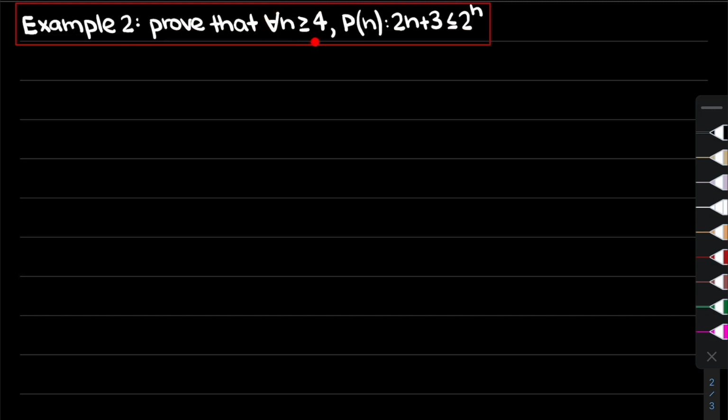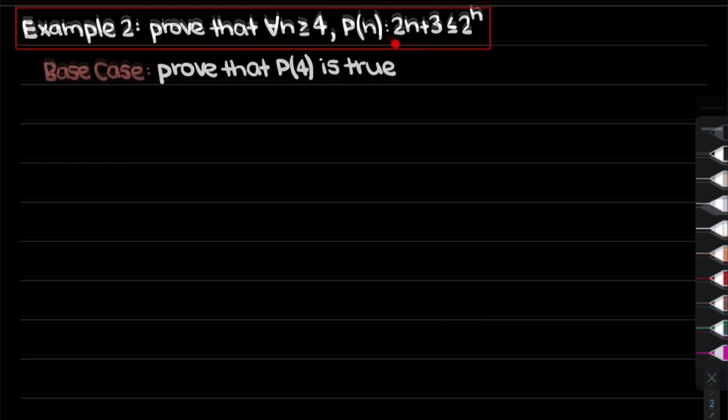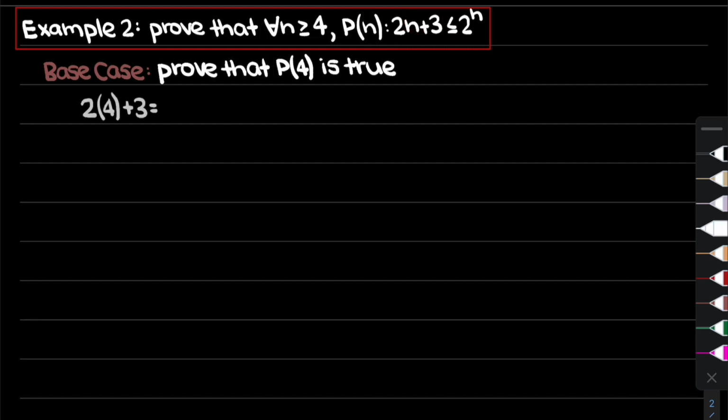In the second example, we are trying to prove that for all integers greater than or equal to 4, 2n plus 3 is less than or equal to 2 to the power n. Since we are trying to prove that P of n holds for all integers greater than or equal to 4, our base case is proving that P of 4 is true. 2 times 4 plus 3 is equal to 11, which is less than 2 to the power 4, which is equal to 16. And thus, we have proved that P of 4 is true.